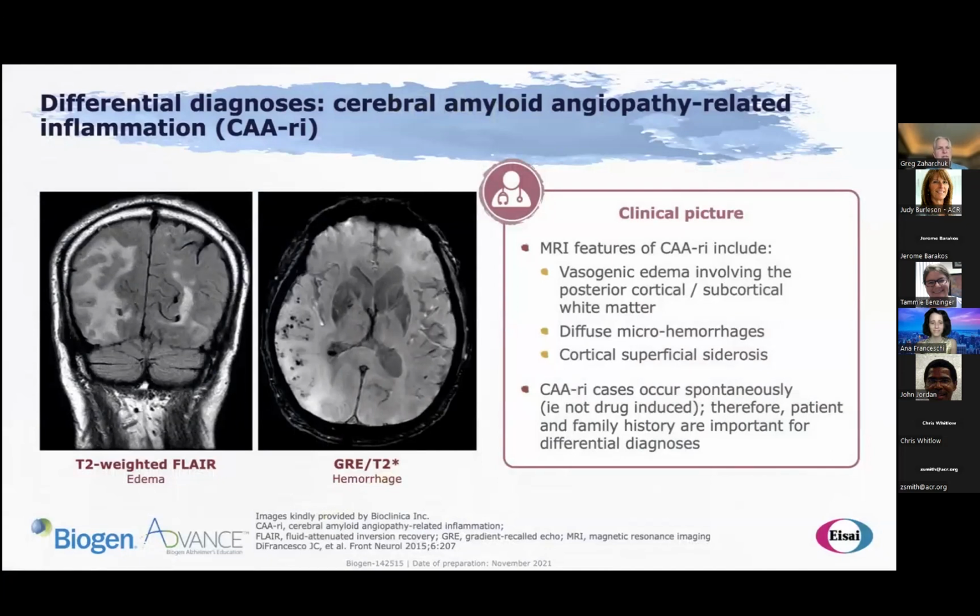I think the biggest differential diagnosis here is cerebral amyloid angiopathy related inflammation. Again, just like PRES, I think it's very difficult to distinguish these, what's been due to drug and what's due to other factors. So again, if a patient is on these therapies and you see something that looks like this, you have to be very concerned that you're dealing with ARIA-H.